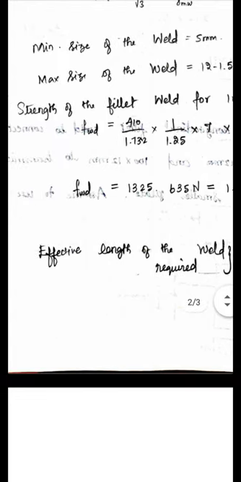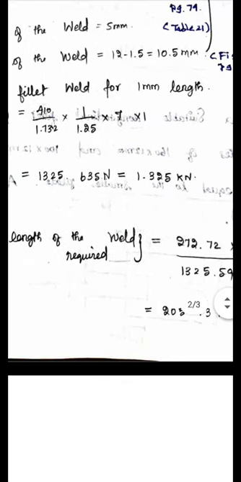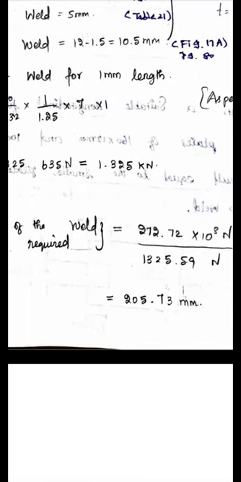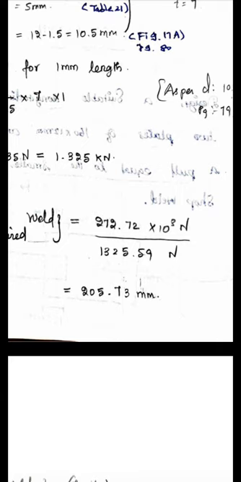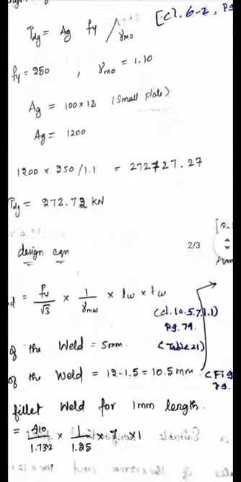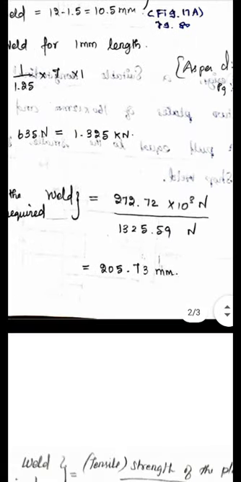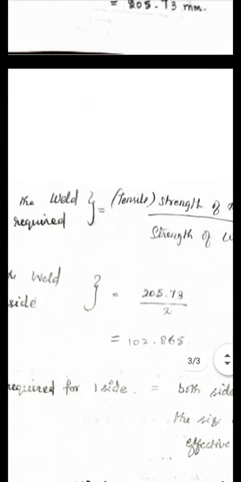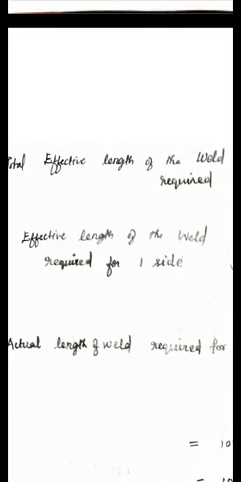Next, the effective length of the weld required. How can we get it? The strength of the joint, which we already calculated in the first step, is 272.72 kN. By multiplying by 10 power 3, I am converting that value into Newton, divided by the strength of the weld for 1 mm length, 1325.59 Newton per mm. So, you can get the effective length of the weld required as 205.73 mm. Then, we need to provide the welds on two longitudinal sides.